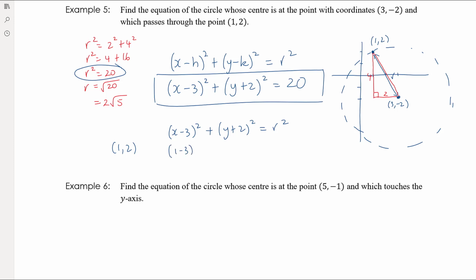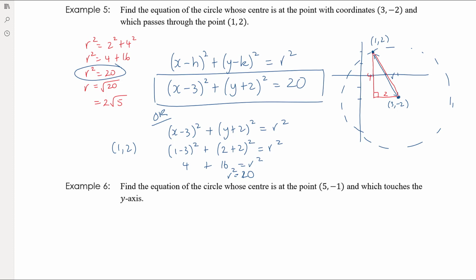So when x is 1, y is 2, and that's just the distance between 2 points formula. Okay, so you're going to get -2 squared, which is 4, plus 4 squared, which is 16, is r squared, and so r squared is 20. So you could do it that way, and then obviously put the 20 back into your equation and give your equation. Okay, so either find the radius first, then you can pretty much write down the equation, or put what you know into the equation and then use your point in the equation to find that unknown value.